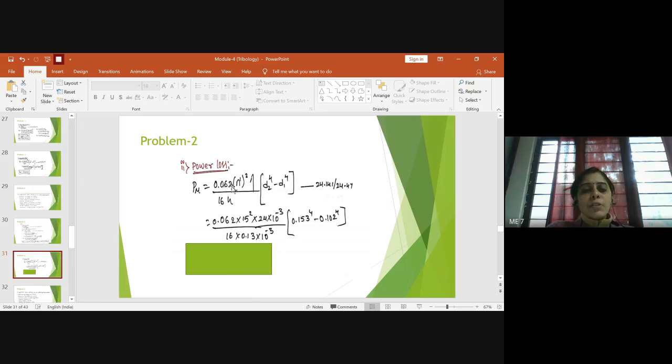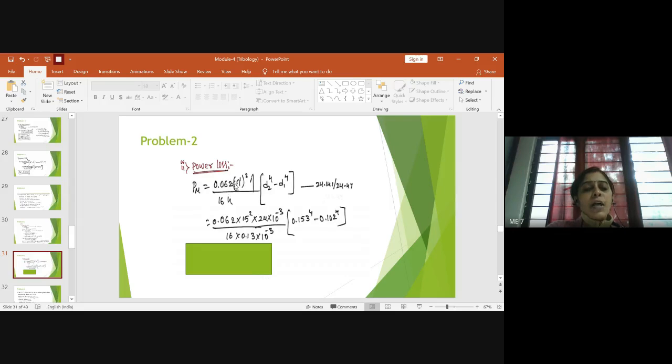It is 0.062 into n1 dash whole square into mu divided by 6h into d2 to the power of 4 minus d1 to the power of 4. So don't forget to determine the value of D2 and D1 in terms of to the power of 4, or else the answer will be wrong. Once you have written the equation, kindly everyone write down the equation. After writing down, you please substitute the values. 0.062 is a constant value. You will write it as it is.